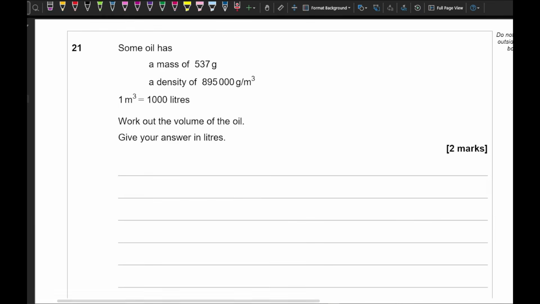Then moving on to question 21, it says some oil has a mass of 537 grams and a density of 895,000 grams per cubic metre.